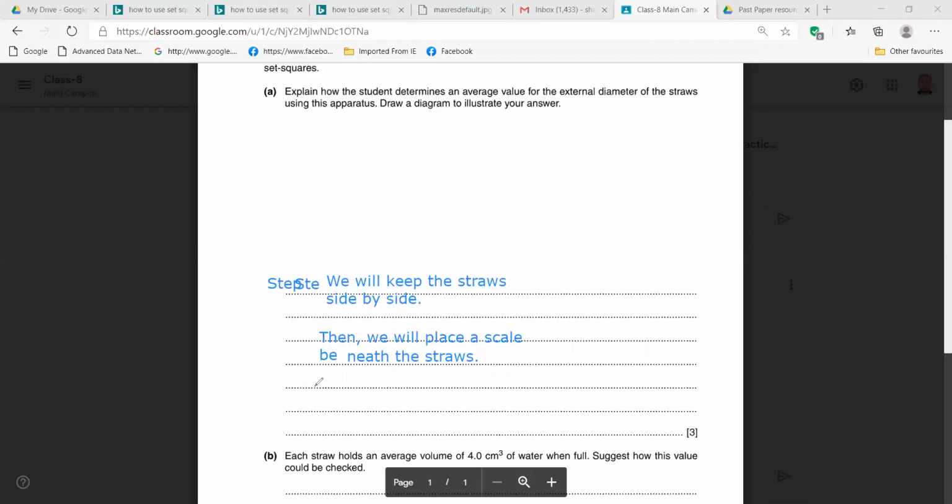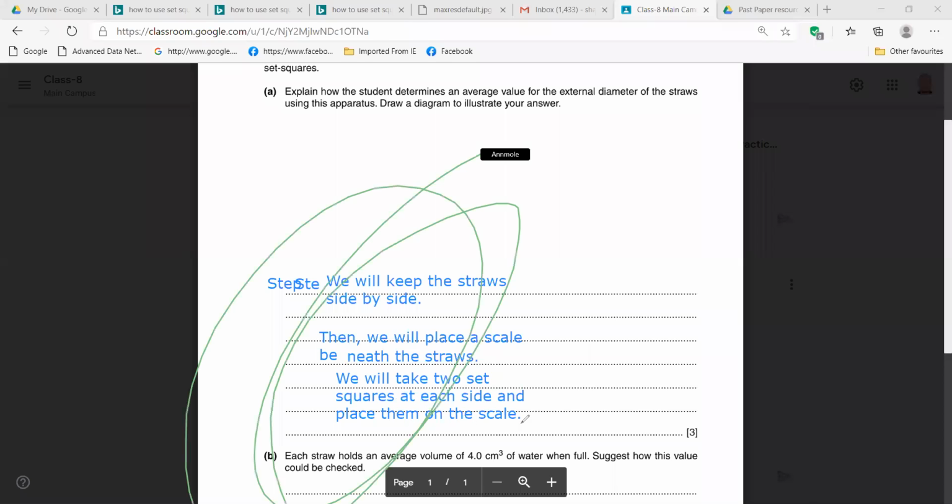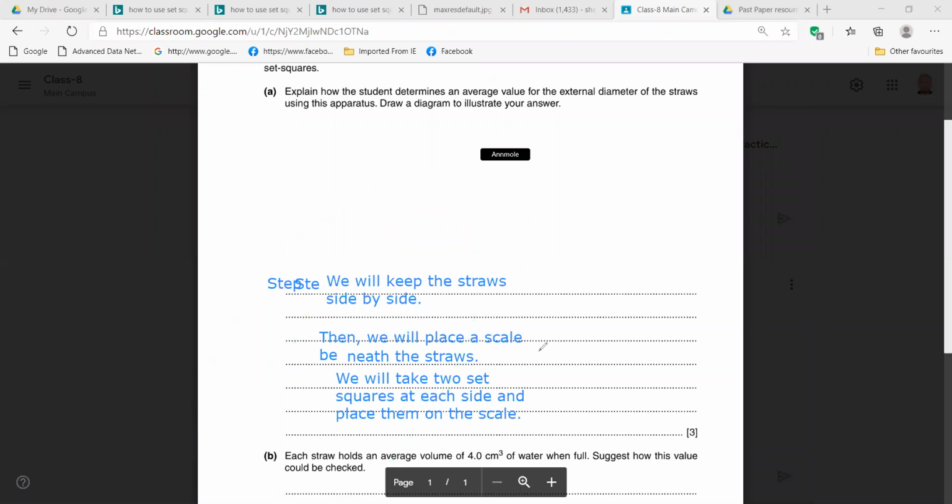Then next. Lamisa, step 1 will be we will keep 10 straws side by side. It's fine. She told the straws, that means we know 10 straws. Then step 3. Is it okay? Yeah, 2 steps came. Another step: we will take 2 set squares at each side and place them on the scale.